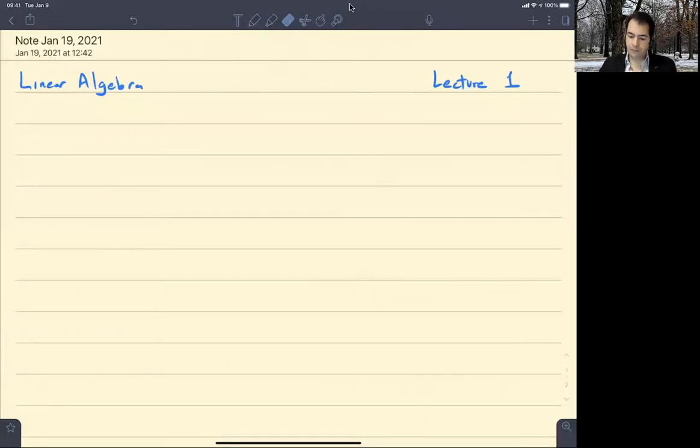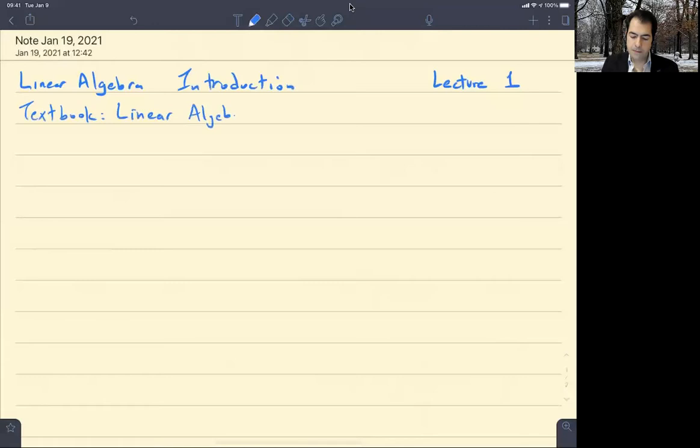Let me start sharing. So this will be just introduction. But I will mention that the textbook for the course will be Linear Algebra by Meckes and Meckes.